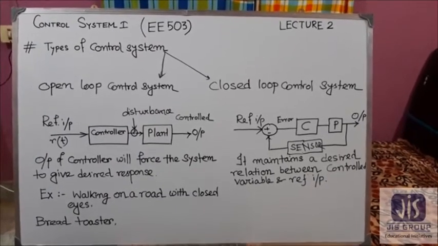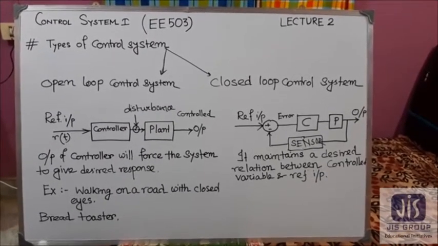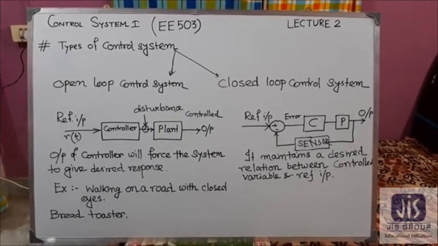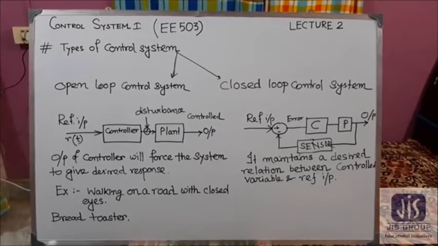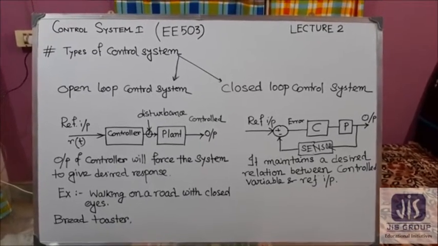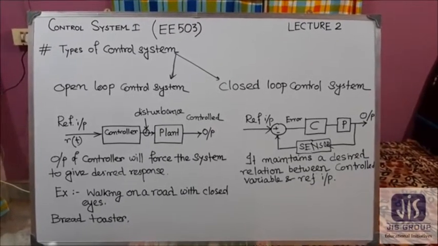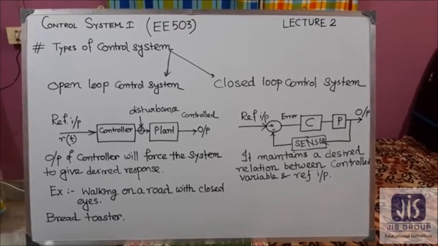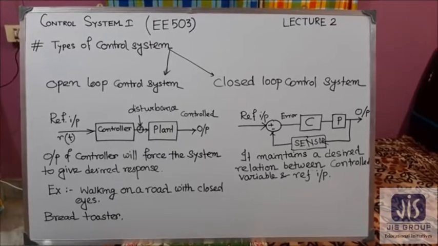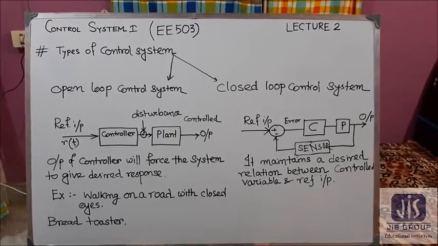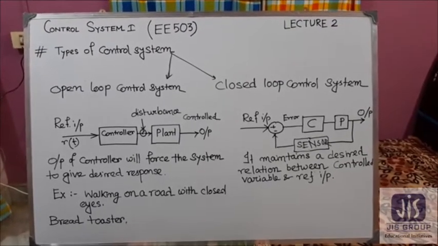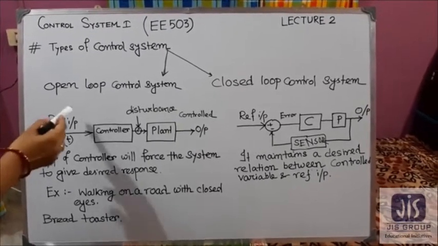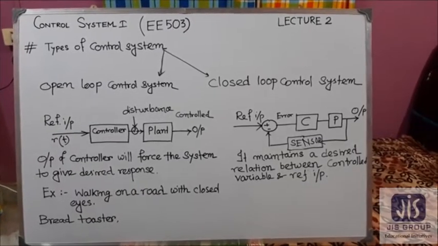Now, as there is no disturbance and no sensor acting in this system, when we close our eyes, it is very difficult to walk on the desired path because of the absence of eyes, which are used to measure the actual path, that is the output, and compare it with the desired path, that is the reference input of the system.